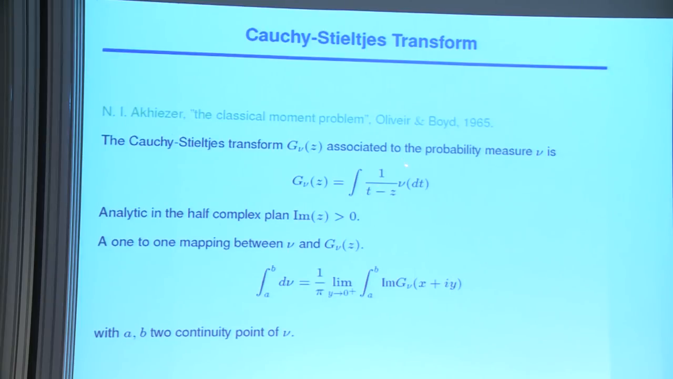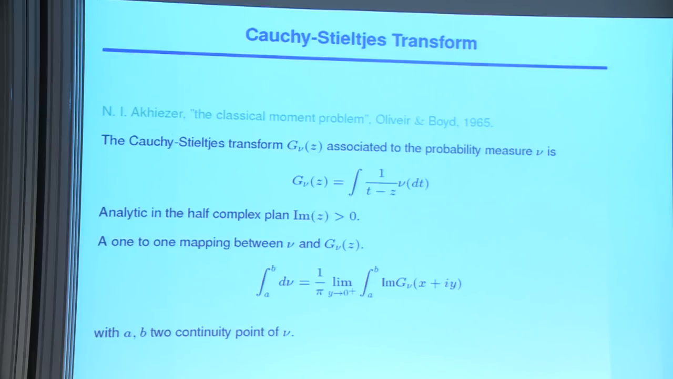Mathematically, it tells you that if you have a measure mu, the Cauchy-Stieltjes transform is nothing else than an integral of 1 over t minus z, mu dt. That's the definition. And of course, if you do the transform, there should be an inverse. By taking the imaginary part of this Cauchy-Stieltjes transform, you can get back to the measure.